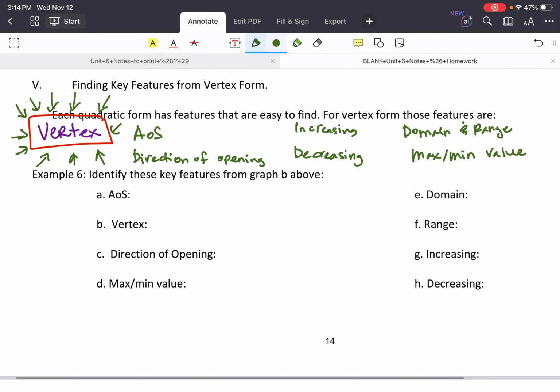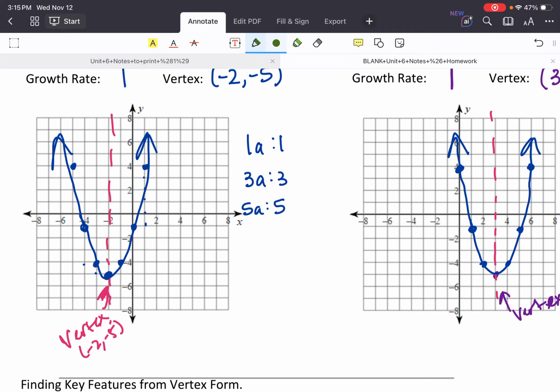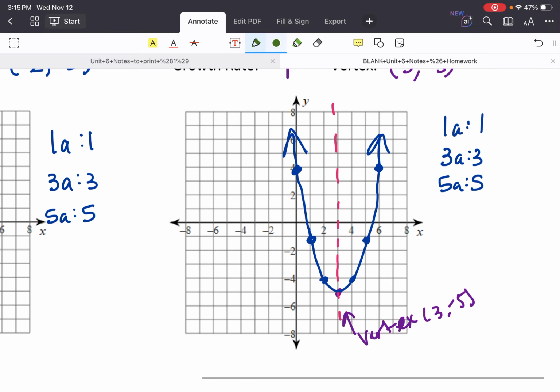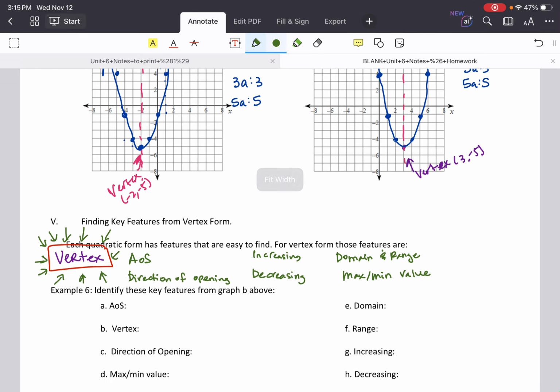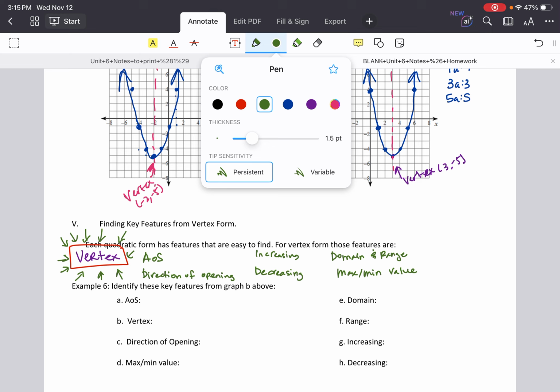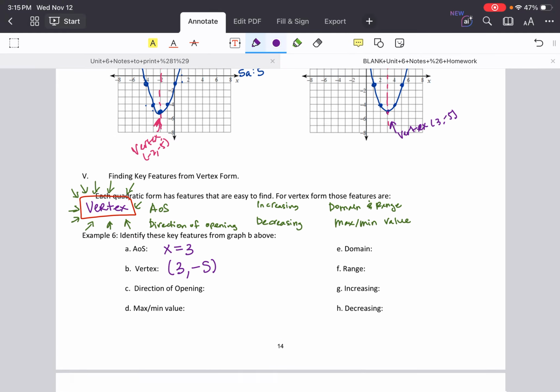So we are going to identify all these key features that we learned in this lesson and last lesson from the graph B, this one right here. So pause the video, you try to figure them out, come back and check if you did it right. I'm going to do the vertex first because it will help us with everything. My vertex is at 3, -5, which means my axis of symmetry is at x equals 3. Don't forget the x equals, it's really important.